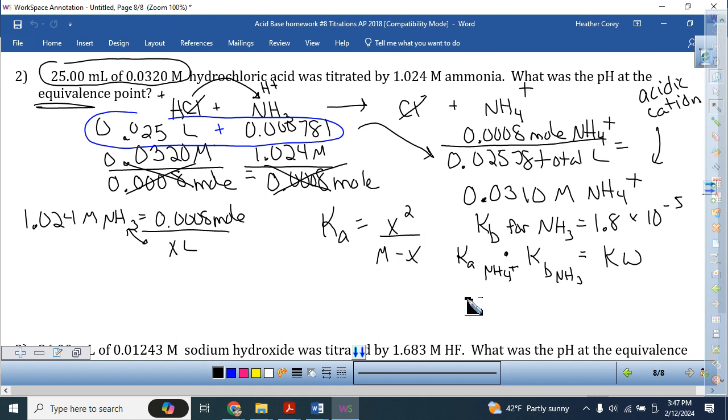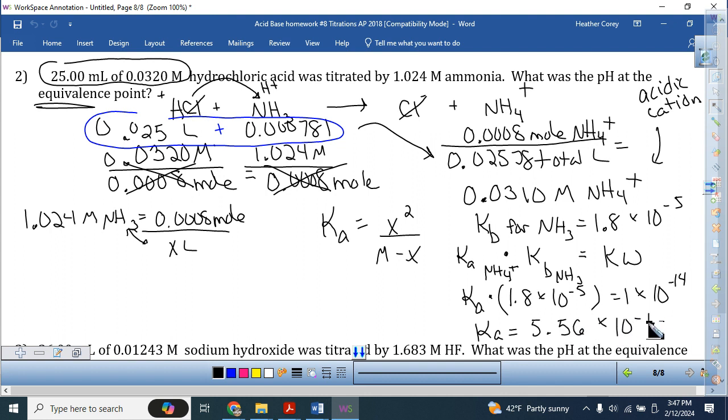And my Kb is 1.8 times 10 to the negative 5. My Kw is 1 times 10 to the negative 14. So this gives me a Ka of 5.56 times 10 to the negative 10. And then using this shortcut right here, the Ka is 5.56 times 10 to the negative 10.